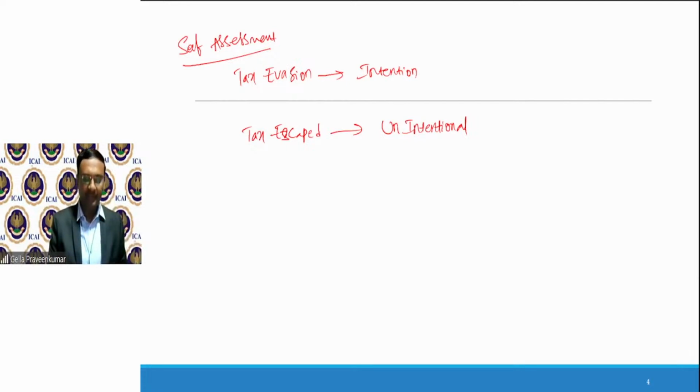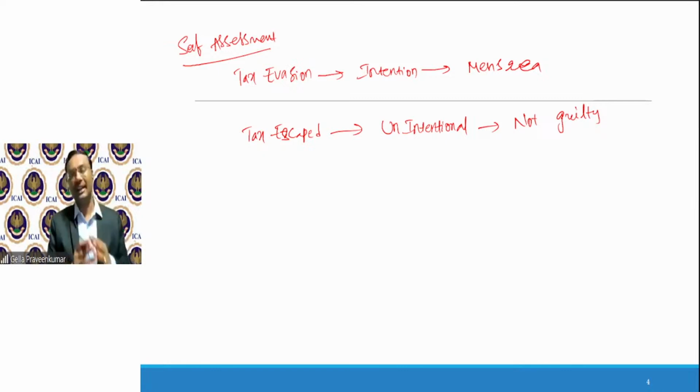Tax evasion, which is intentional, we call by the technical term mens rea, where we have an intent to evade payment of tax. Tax escape, unintentional, is not guilty. I would say this has occurred maybe because of a clerical error.